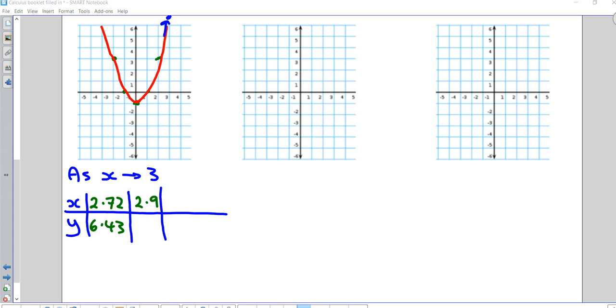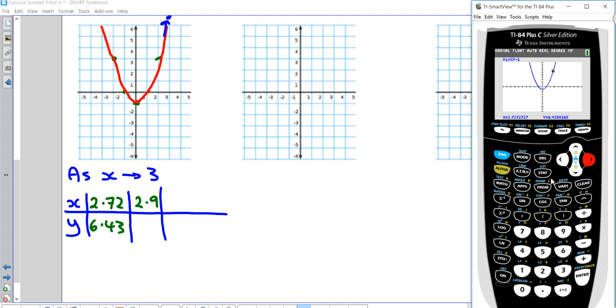I'll just get rid of that folder, it's annoying. I was just tracing, so it's whatever the trace was giving me. But we can do what Grace said, go second calc value, and you could put in a number yourself, like 2.9, getting closer and closer to 3. At 2.9, we get 7.41. So we can actually make a table this way.